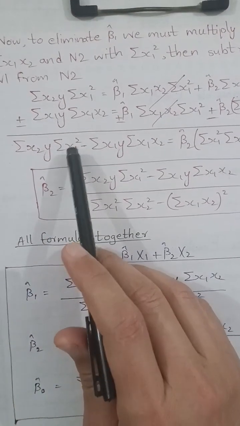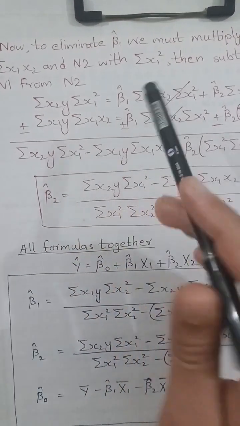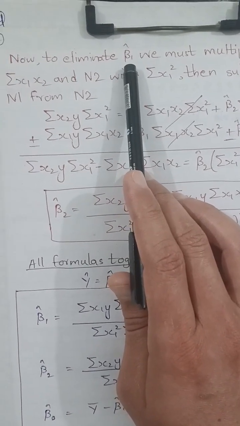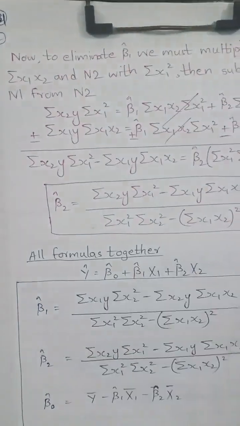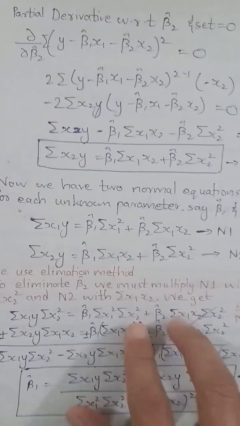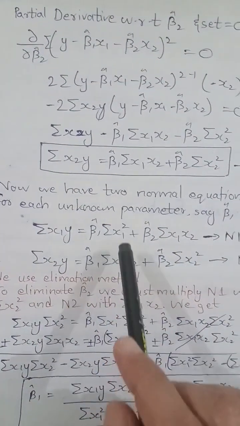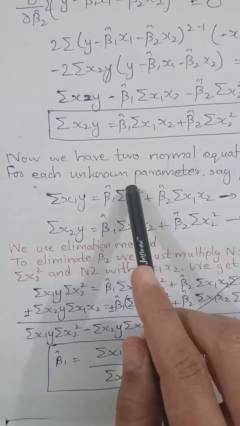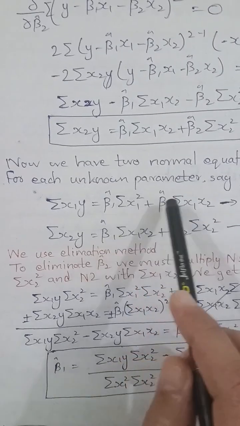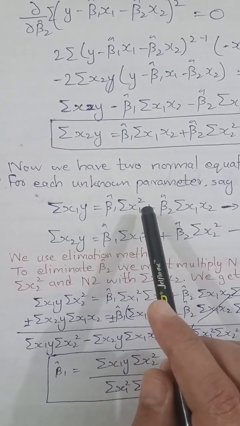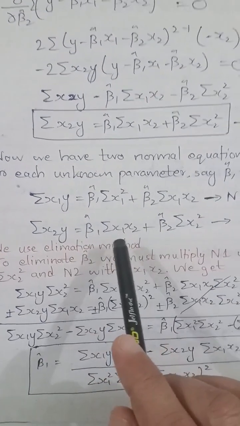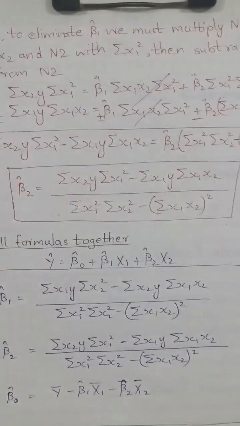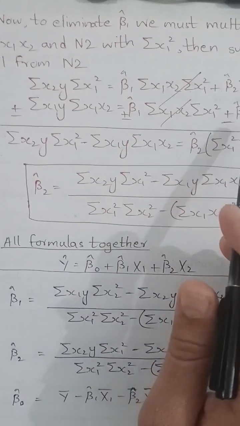Now to solve the system for beta 2 hat, we must eliminate beta 1 hat. To eliminate beta 1 hat, these two terms must be equal. When these terms are equal, this term will be equal if I multiply this equation by sum of x1 x2 and multiply this equation by sum of x1 square. So I do it here.